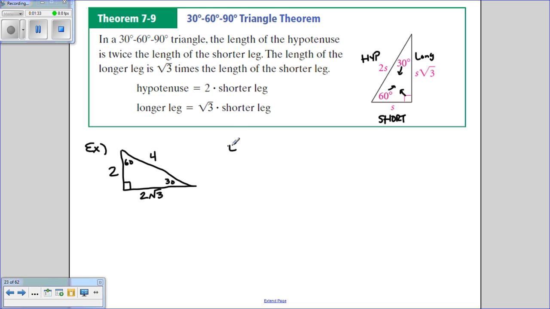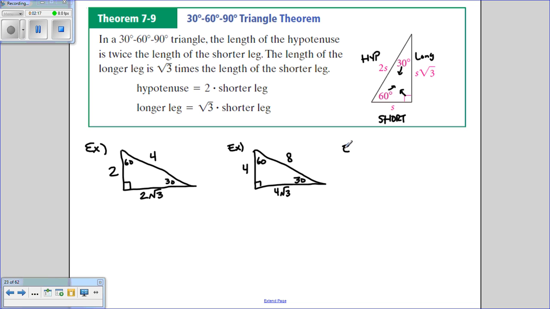Let's try another one. This time I'll give you a different side. So this time, let's say the hypotenuse is 8. I know the hypotenuse is 2 times the short leg. So to go back to the short leg, I divide it by 2, because the short leg times 2 would give me 8. Now that I have the short leg, I can get the long leg. The long leg is the short leg times radical 3.